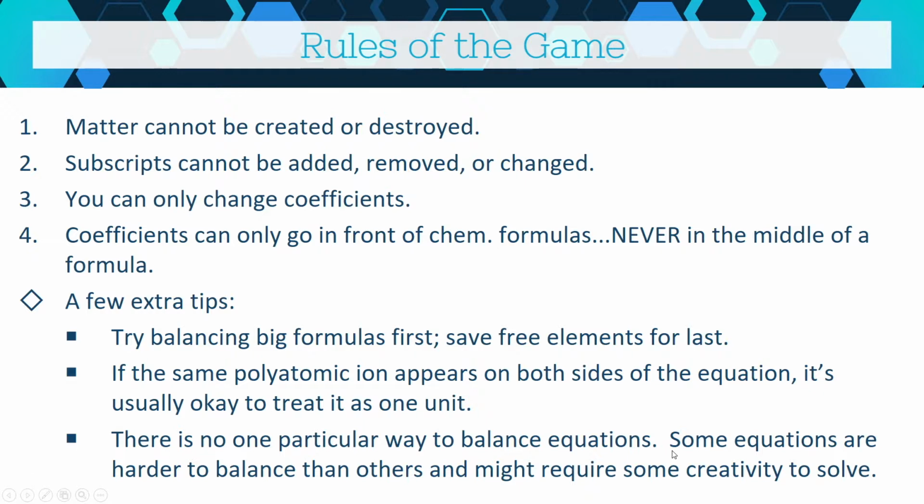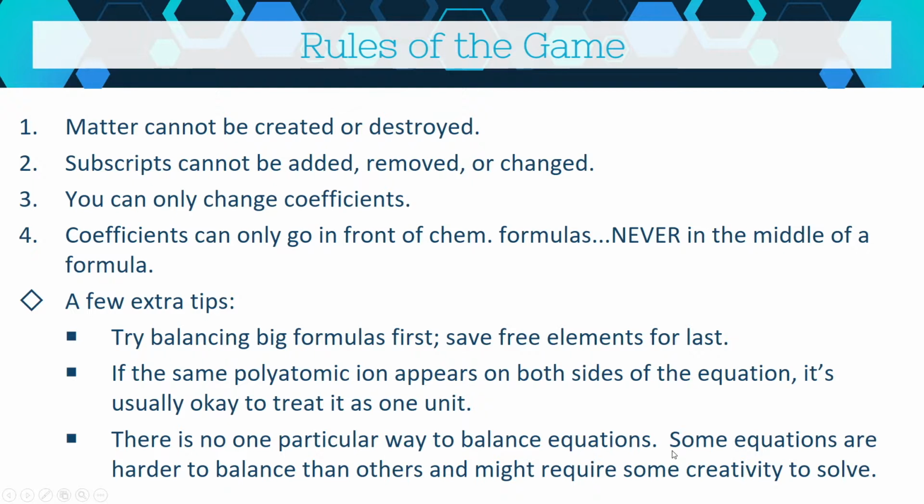Now, there is no one particular way when it comes to balancing chemical equations. Some equations are harder to balance than others, and they might require a little bit of creativity when it comes to solving it, or a little bit of guts to actually attempt it: I'm going to change this and we're going to see what happens. And the reason I say that is sometimes the next step isn't obvious. And so you actually have to try it and see how it goes down the track. And if it doesn't work, that's okay. Come back, try again. So sometimes there is that bit of trial and error, and that requires a little bit of courage to do and a bit of creativity as well.